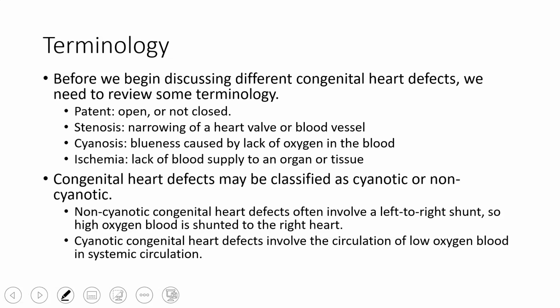Congenital heart defects get classified as cyanotic or non-cyanotic. A non-cyanotic defect, usually blood is moving from the left side to the right side. So high oxygen blood gets shunted to the right side. That's not going to make you blue. Cyanotic means that low oxygen blood is being circulated out to the body. That's going to make you blue.